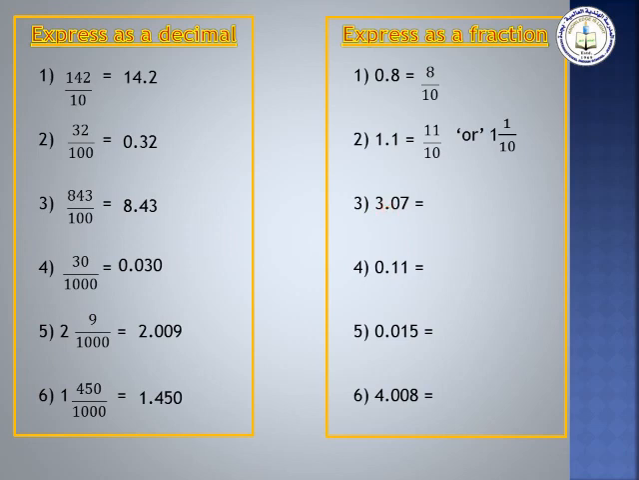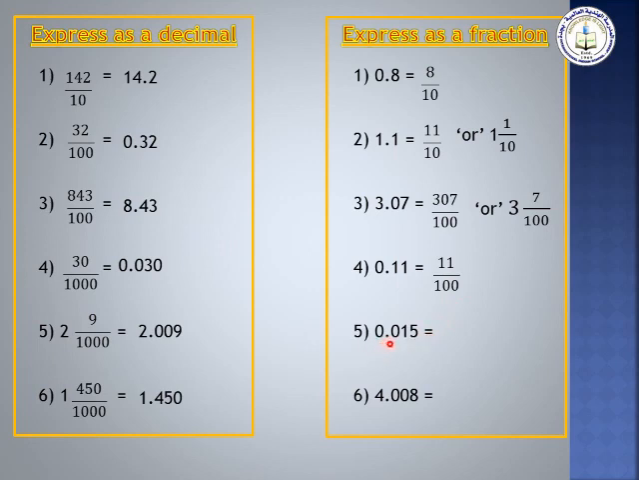Then you will get 307. After the decimal point, how many digits are there? Two digits. So divide by 100. Or how can we write? This 3 is a whole number, so write the whole number first, 3, then 7 by 100. Any method you can use. Okay. Next, 0.11. You can try this yourself. Right? What is the answer? Yes. Answer is 11 by 100.